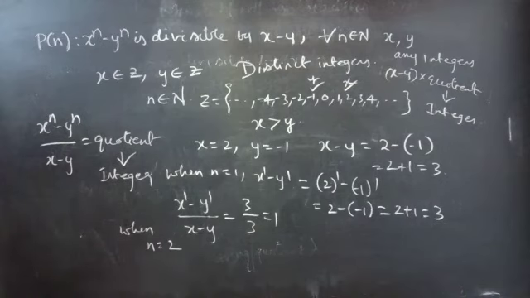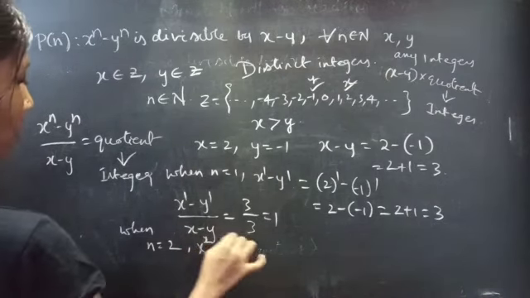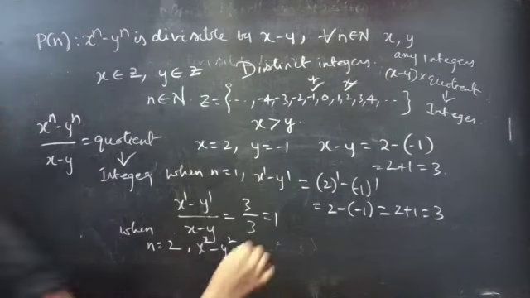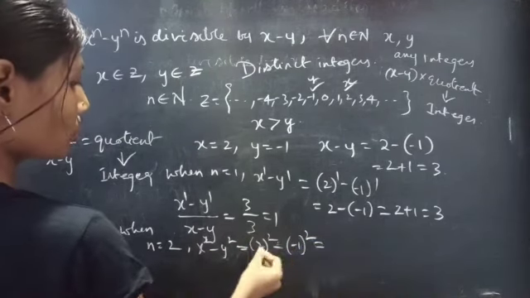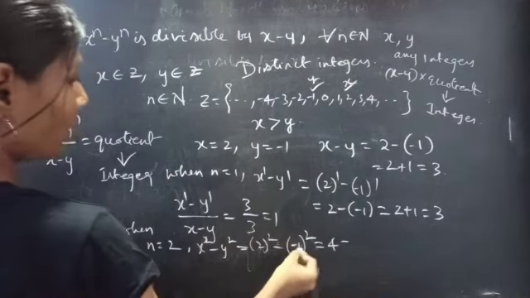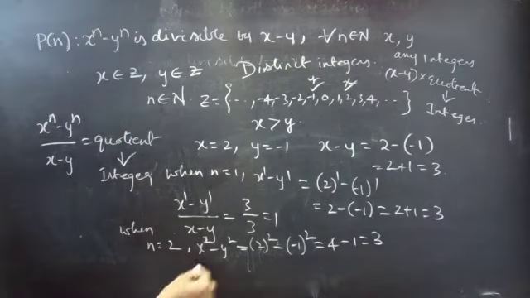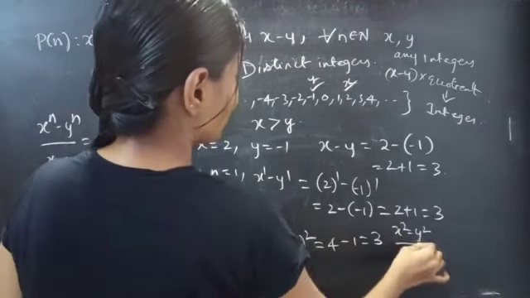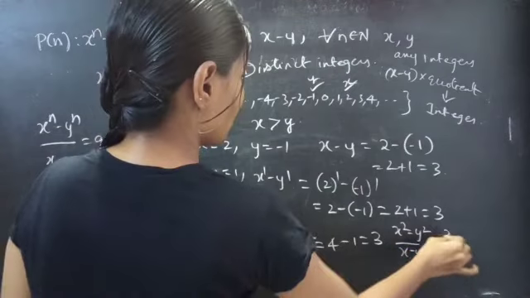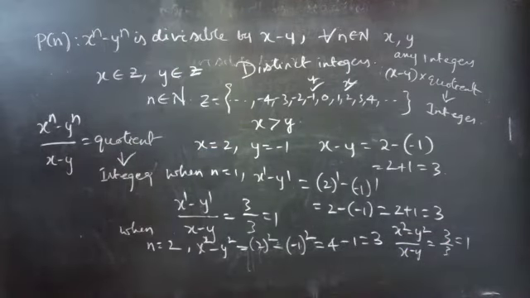When n equals 2, find x square minus y square, which equals 2 square, that is 4, minus (minus 1) whole square, which is 1. 4 minus 1 is 3. So (x square minus y square) by (x minus y) gives 3 by 3, which equals 1.